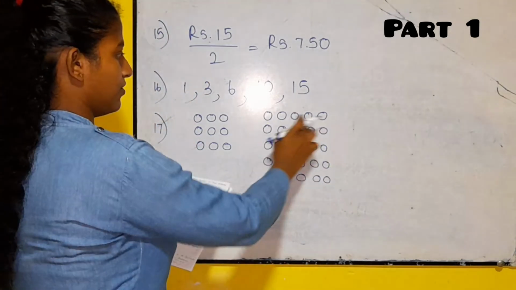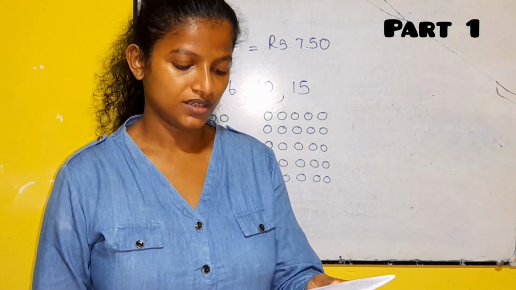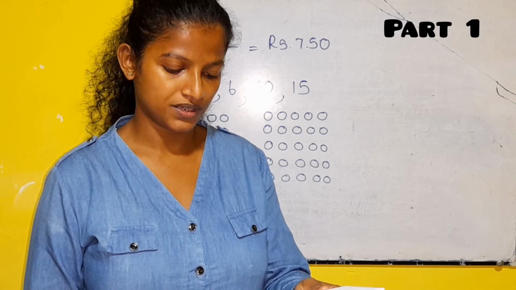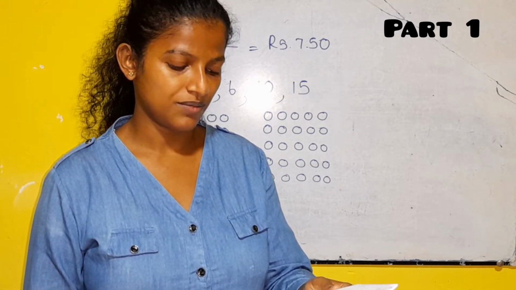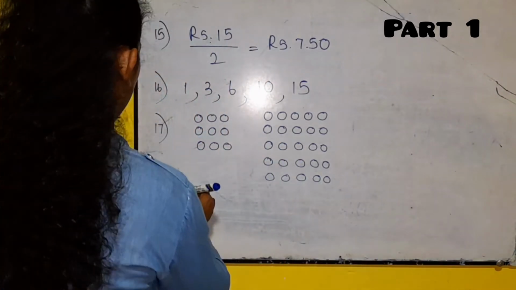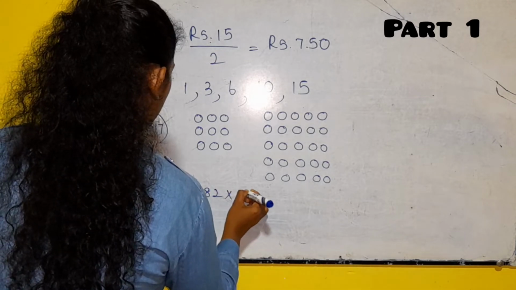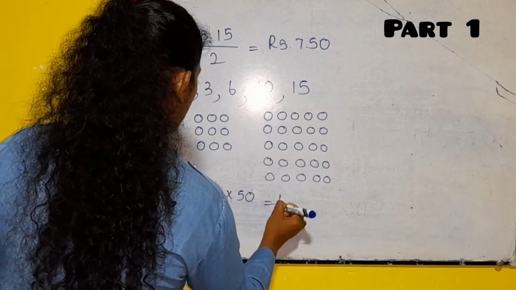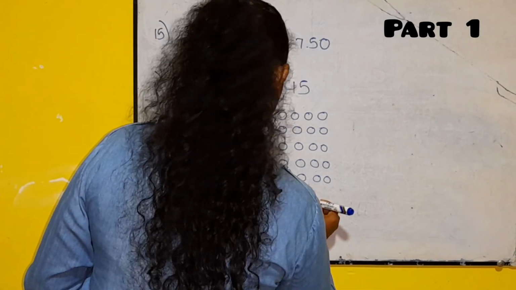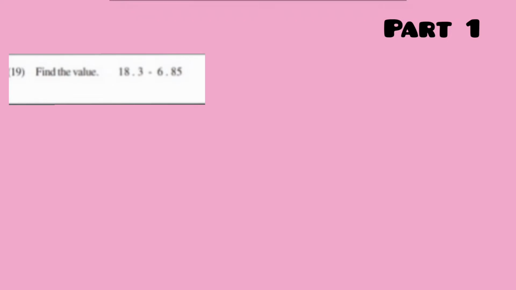Five in one row and 5 in one column. Question number 18. The value of an American dollar is 182 Sri Lankan rupees. What is the value of 50 American dollars in Sri Lankan rupees? You can find it by multiplying 182 by 50. Then the answer will be 9,100 rupees.